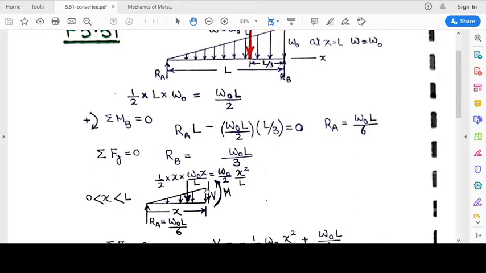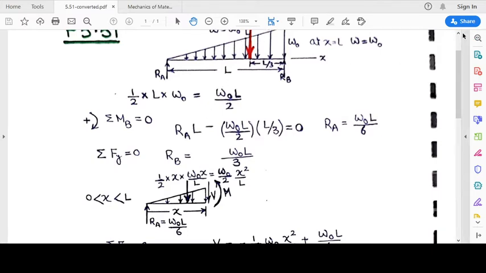Now, when we consider this section at a distance X from the left end, we have a shear force V and a bending moment M acting on this section, and RA we have already found. It is W naught L by 6. We found it here. Now we have to convert this distributed load which is acting on this section. We are considering the left hand section. So on this left hand section, whatever is the distributed load, that is to be converted to equivalent concentrated load.